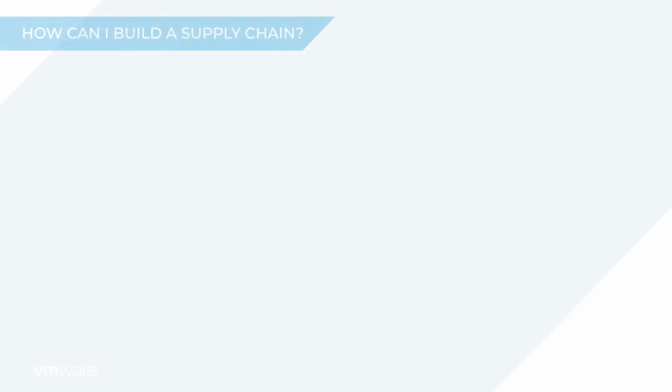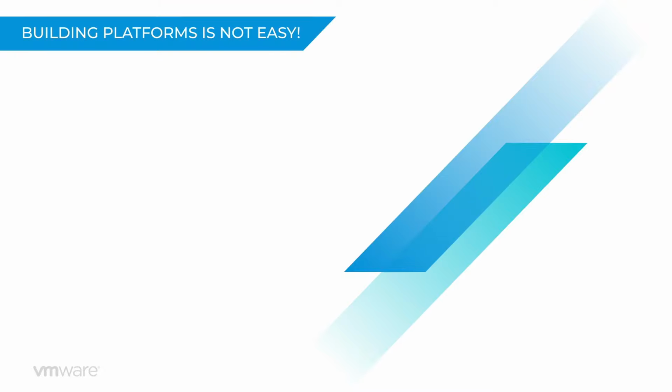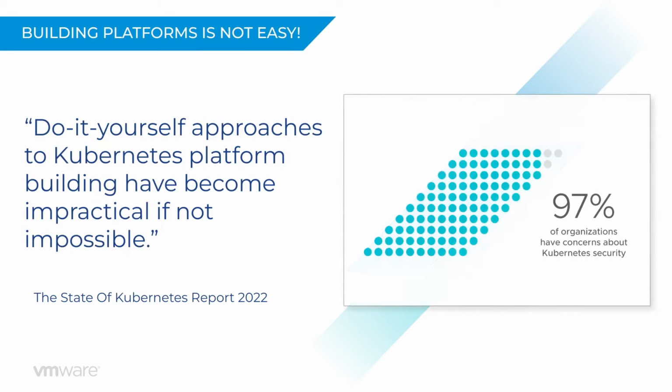The process used to create a supply chain looks something like this. You select your favorite components from the various CNCF projects, and then you integrate them into a supply chain on Kubernetes. Now it sounds simple, but of course it isn't. Integrating these components needs considerable time and effort, especially if you're starting from scratch. And in the recent State of Kubernetes report, one key finding was that building platforms on Kubernetes had become way too impractical. The problem with this approach is the sheer speed at which the Kubernetes landscape changes, and the challenges of trying to hire and train or retain the people with the necessary skills and expertise. There are also significant security concerns.